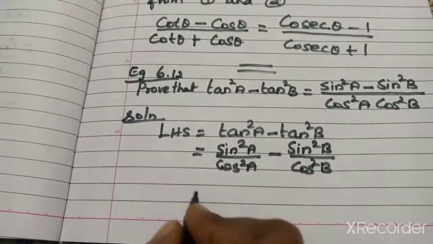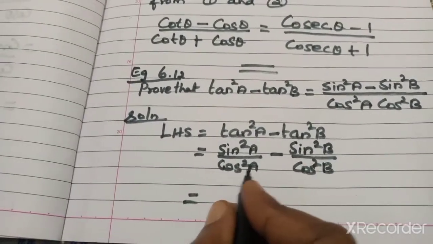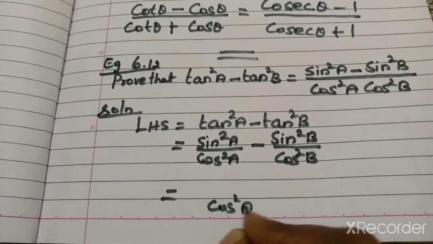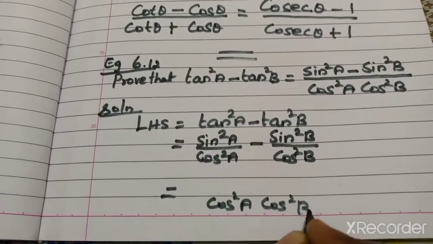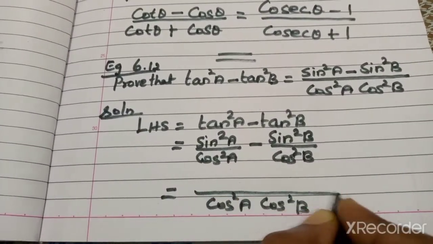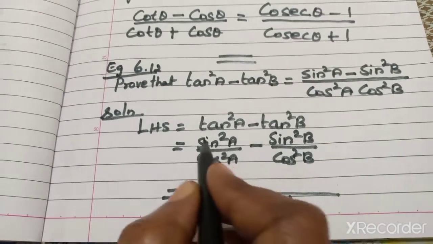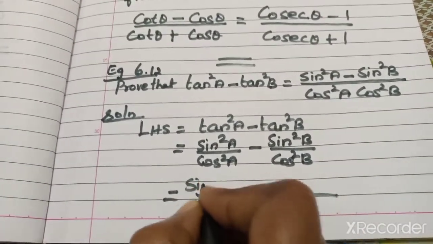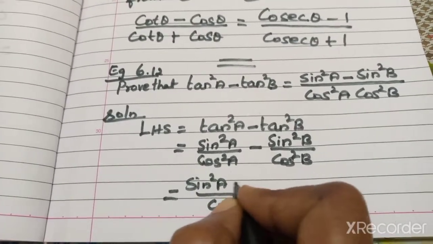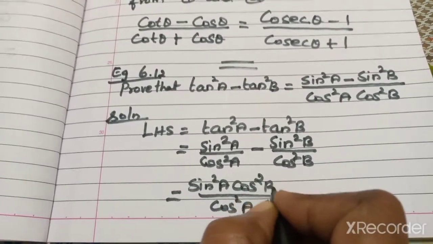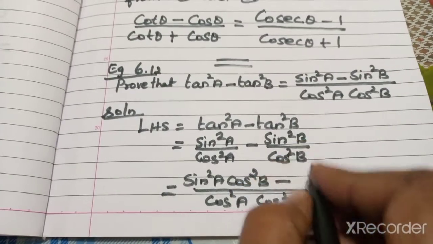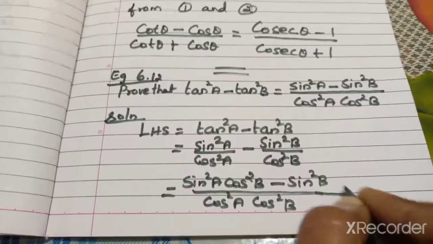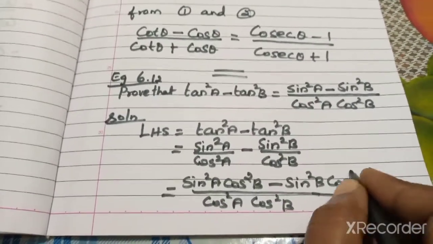Let us take the LCM. So what is the LCM? Cos square A into cos square B. So the numerator has no common term, so we can cross multiply: sin square A into cos square B, minus sin square B into cos square A.